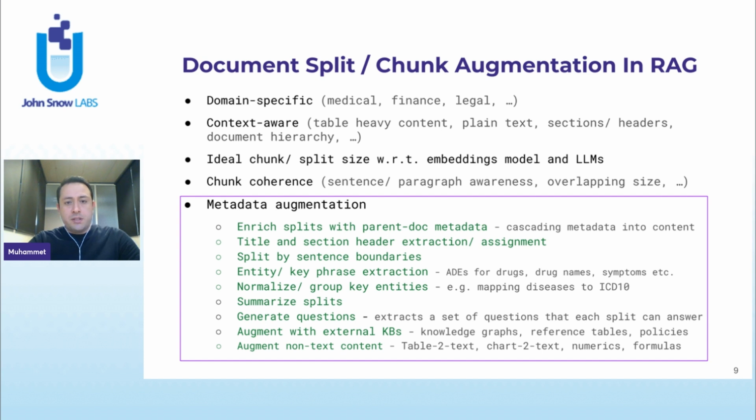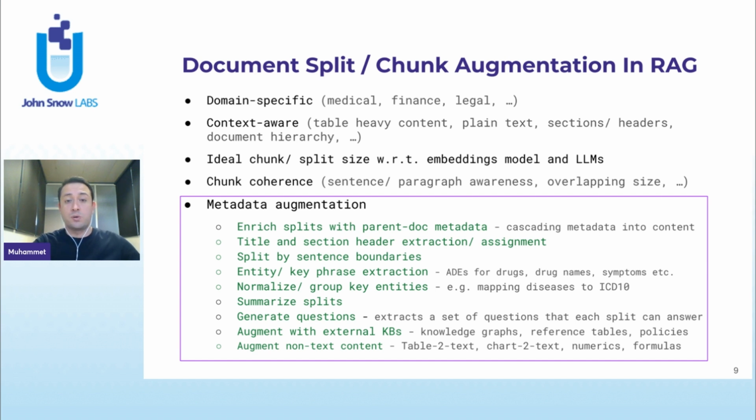For the document split and the chunk augmentation in RAG, the splits should be document specific. We should choose the strategy according to the domain that we are working on actually, because domains like medical, finance, legal, or others have their own data structure, right? I mean the document structure. So we need to consider those structures while splitting the documents.